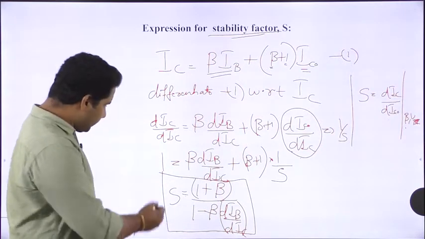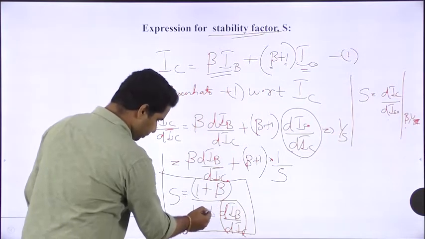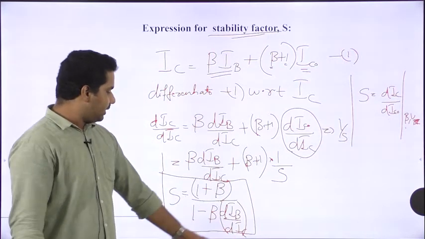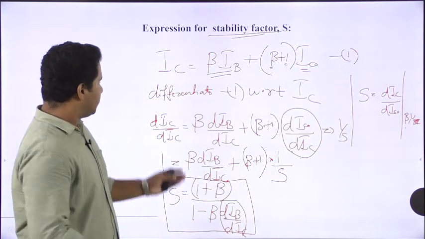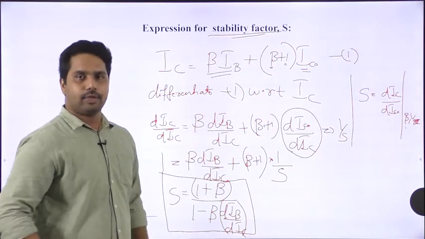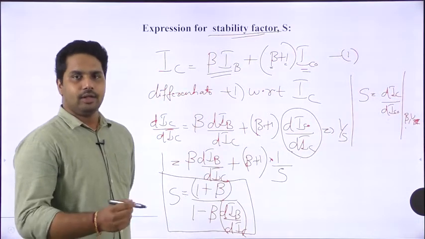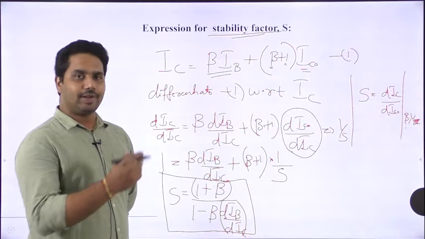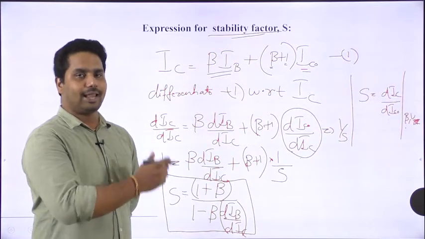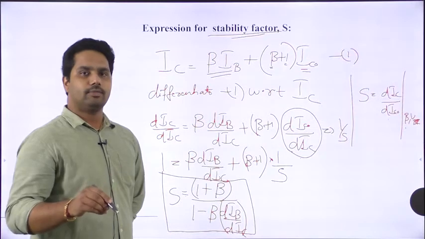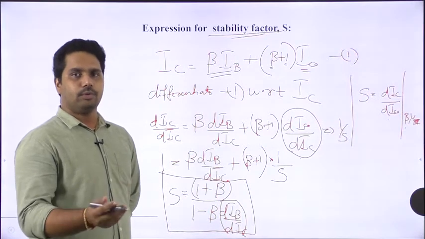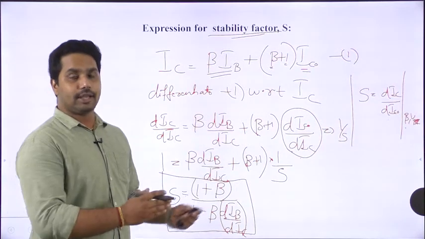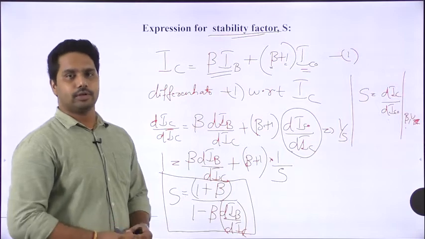I think it is clear. Minus is not visible, I think. It is 1 minus beta into dIB by dIC. So all of you try to write this right now. Next onwards, we will have a lot of analysis, so take your book and pen with you. Whenever these kinds of derivations or analysis come in the video, write them immediately. We will give you time and wait until you tell us the write-up is completed. These derivations and analyses are very, very important in our 4th unit.